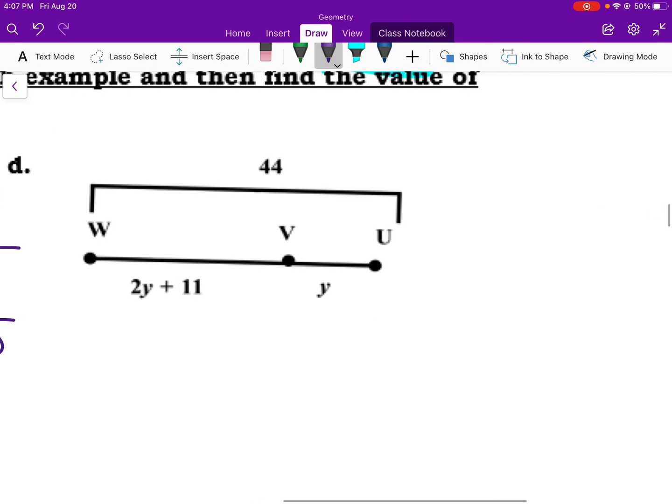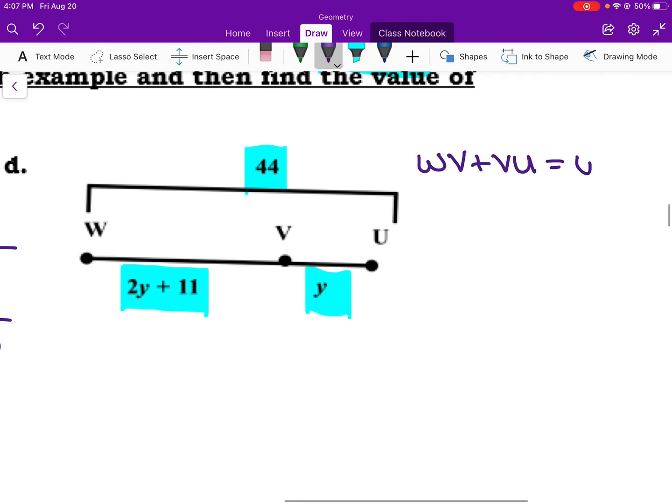Okay, so here we have our second scenario. I have a partial segment, WV, which is 2y plus 11. My other partial segment, VU, is y, and the full segment is 44. So if I write just my geometry theorem here, or postulate, WV plus VU equals the full length WU. So I'm just creating my structure for how these line segments relate.